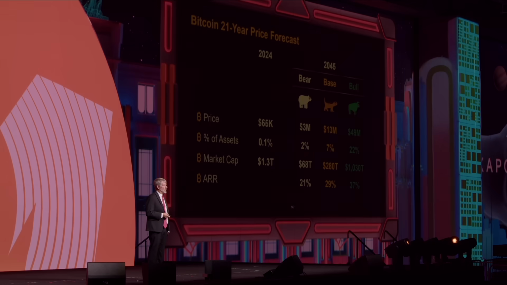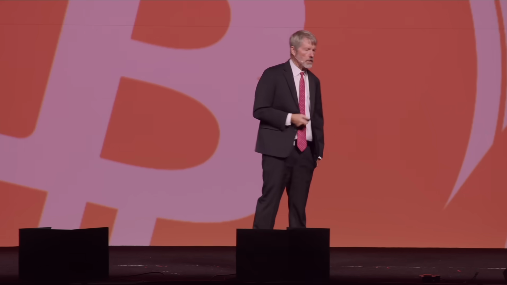But what's happening? Here's my macro Bitcoin forecast. It's 21 years. Goes out to the year 2045. What do I think will happen? Well, I've got a bear case and a bull case, but what I think will happen is that 55% ARR goes to 50%, 45, 40, 35, 30, 25, 20. It's between 50 and 20.